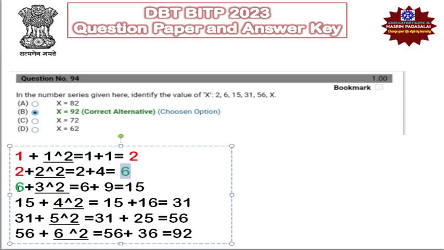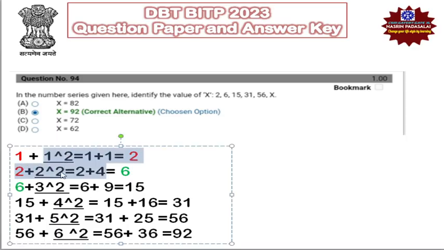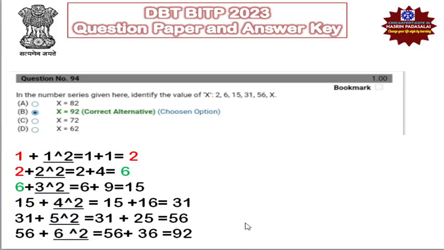Next you need to start with 6. Again you need to start with 15. You need to start with 31, like that. So here 1 square, then 2 square, then 3 square, then 4 square, then 5 square, then 6 square. In that case, the x will be 92. So 56 plus 6 square, 56 plus 36 is equal to 92.